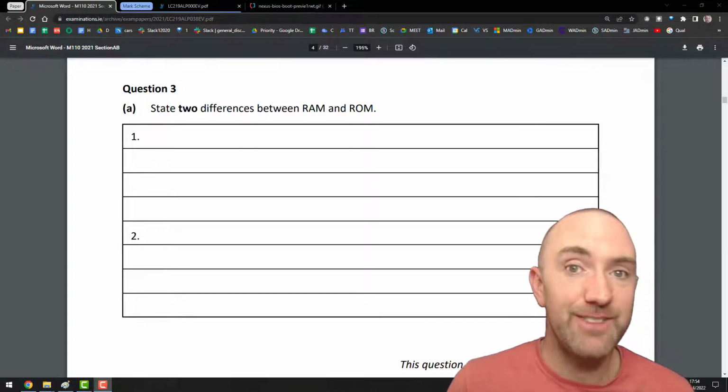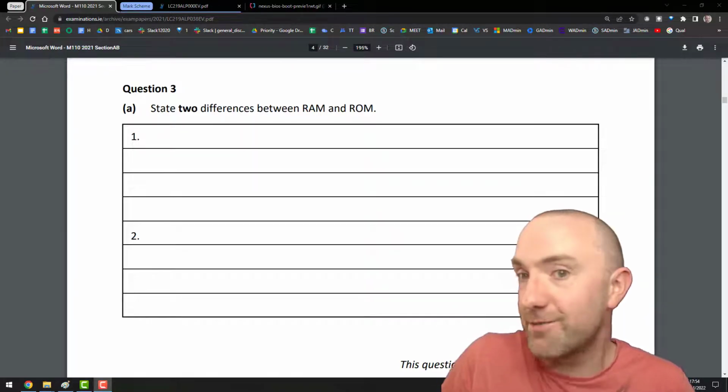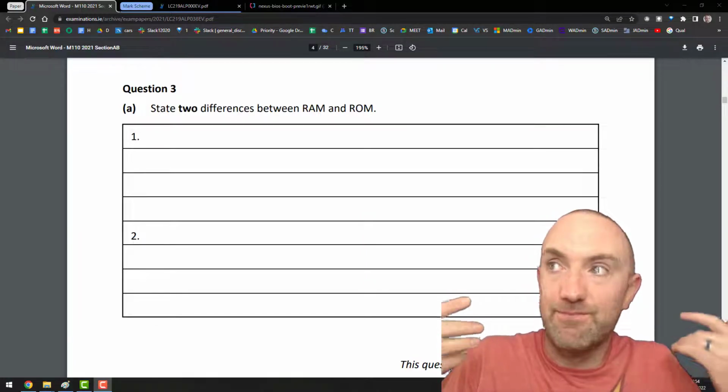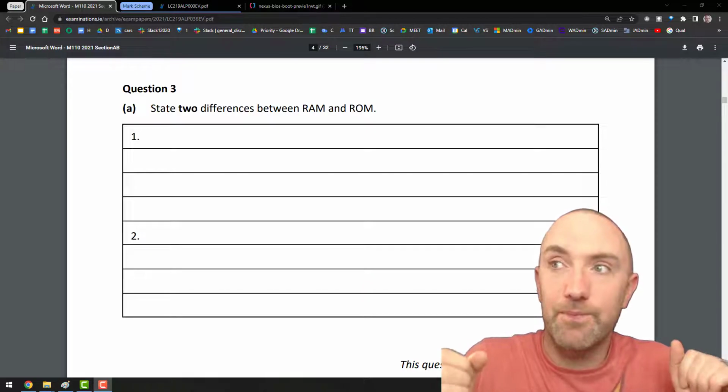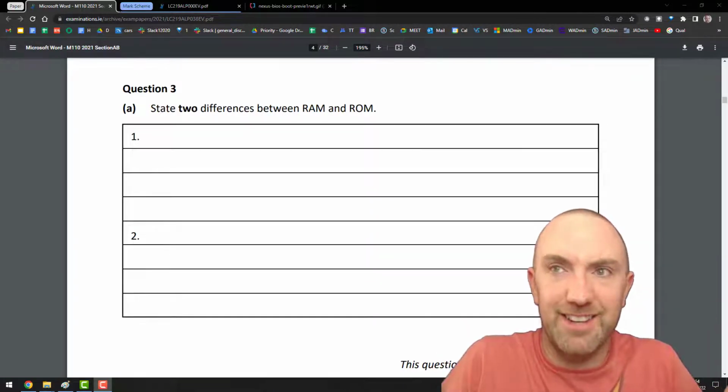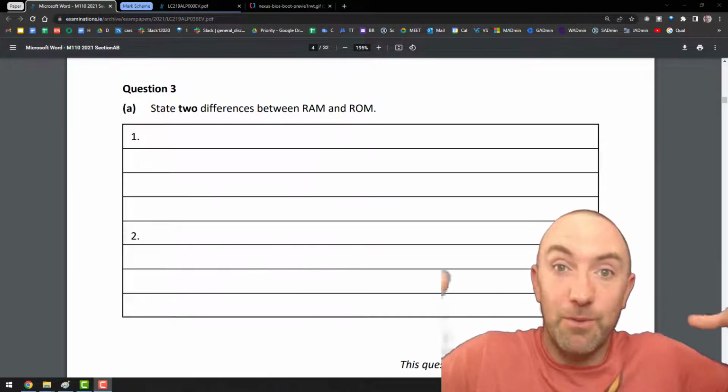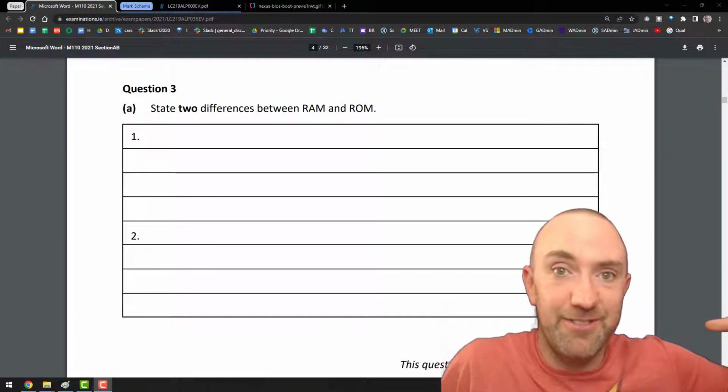2021 question 3. It's the classic ROM versus RAM. Give a few differences. Now, before we have a quick look at the marking scheme, what actually, practically, what impact does this have on your life?